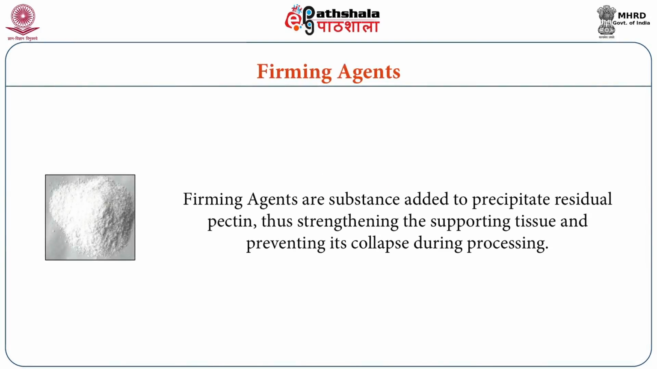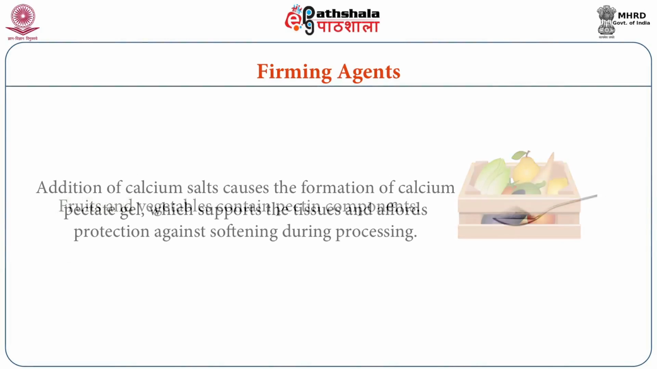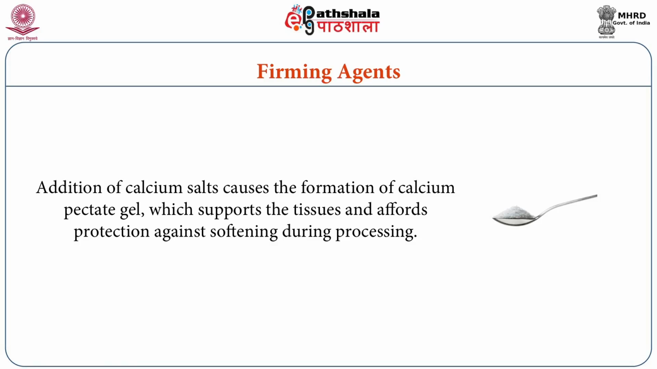The forming agents are substances added to precipitate residual pectin, thus strengthening the supporting tissues and preventing their collapse during processing. Generally, fruits and vegetables contain pectin components, and the addition of calcium salt causes the formation of calcium pectate gel, which supports the tissues and affords protection against softening during processing.